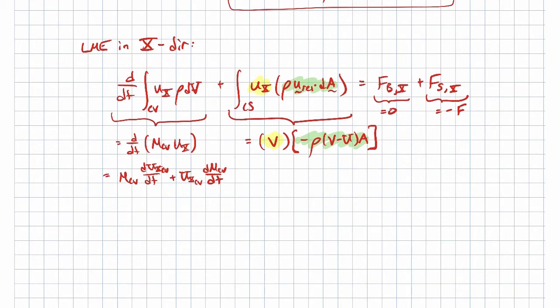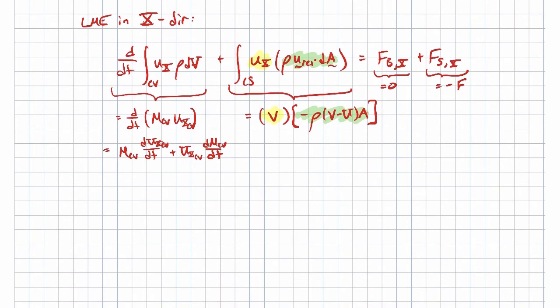Again, just to recap, this expression, just the integral part, is the x linear momentum in the control volume. So that's just like the mass of the control volume times the x component of the velocity of the control volume. I'll put a CV there. And we're just going to take the time derivative of that. So all I've done here is just expand out the time derivative.